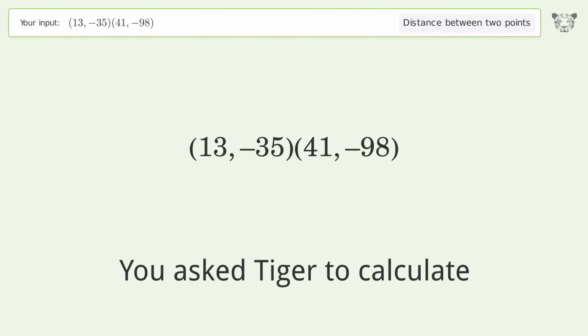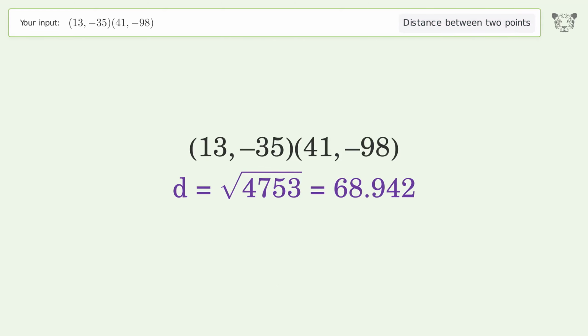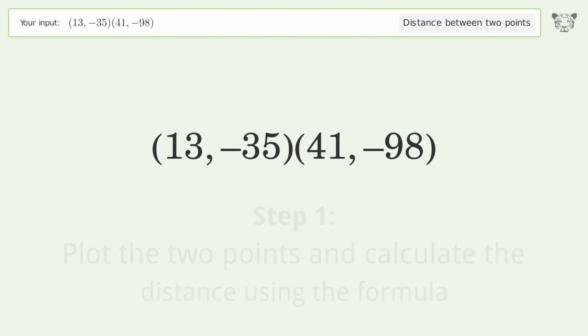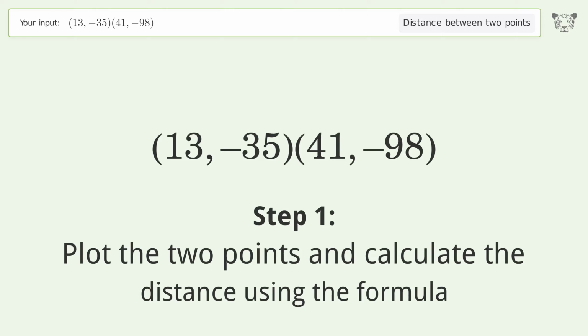You ask Tiger to calculate. This deals with the distance between 2 points. The distance between the 2 points is the square root of 4,753 or 68.942. Let's solve it step by step. Plot the 2 points and calculate the distance using the formula.